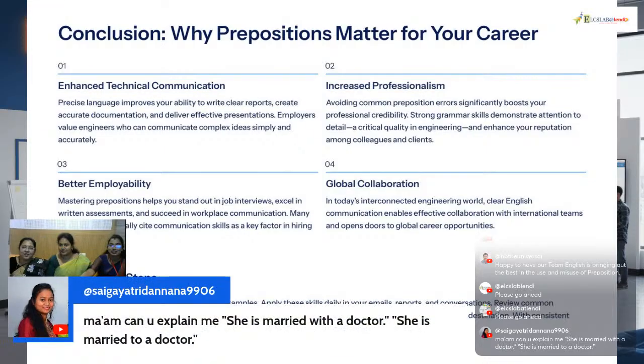Gayatri ma'am, one of your viewers is asking, can you please explain, is it she's married with a doctor or she's married to a doctor? Of course, that was a really good question, Gayatri. So the right one is she's married to a doctor. Married with doesn't match the context there. So she's married to a doctor, not with a doctor. Thank you for the beautiful question, Gayatri ma'am.